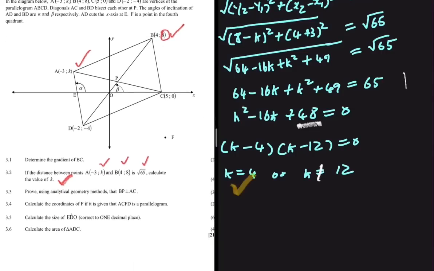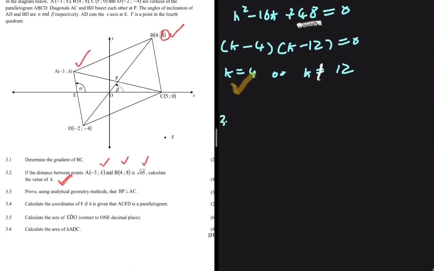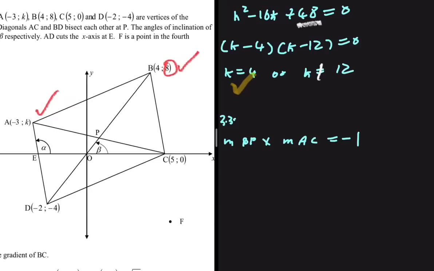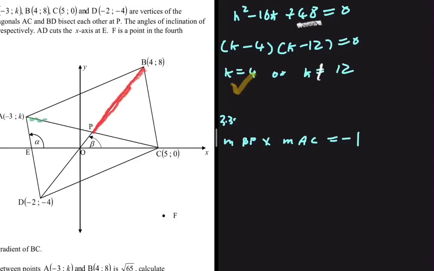Let's move to 3.3. In 3.3, we are supposed to prove using analytical geometry methods that BP is perpendicular to AC. So what are we required to prove? We are required to prove that the gradient of BP multiplied by the gradient of AC will be equal to minus 1. That's what we mean when we say BP is perpendicular to AC. So let's go to our sketch and see how we can find our way. So where is BP? BP is right here, and then AC is right here. There we go, we have AC.